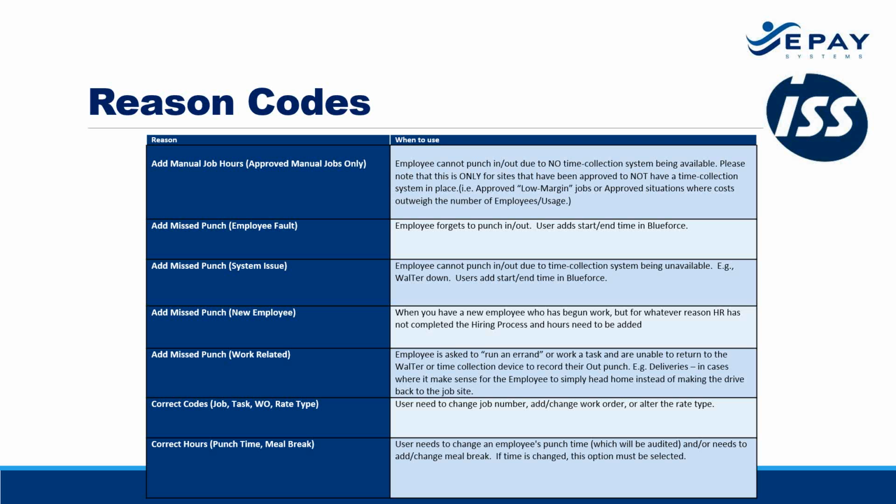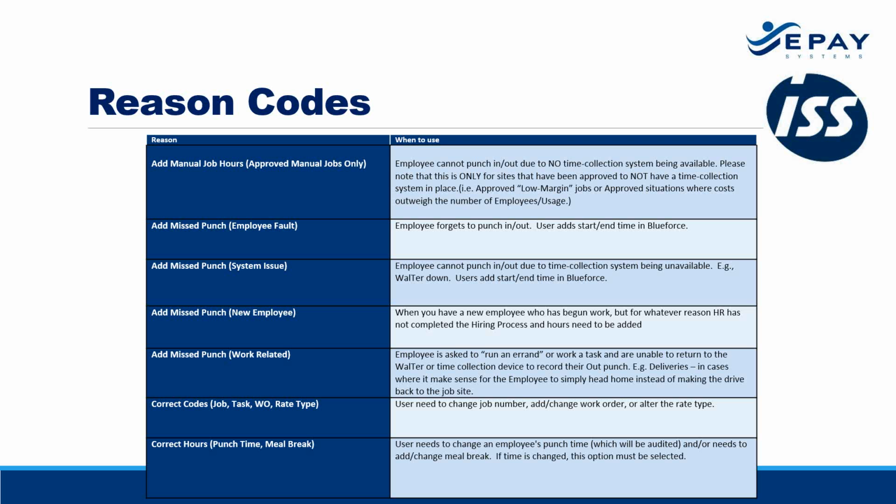Miss punch for a new employee. That essentially tells you that an employee has started to work for some reason or another. Maybe that person has not completed the hiring process, but the hours need to be added in the system. So for those days while he or she is working and not yet available in Blueforce, you can still go in the system and key in their hours using add miss punch new employee.